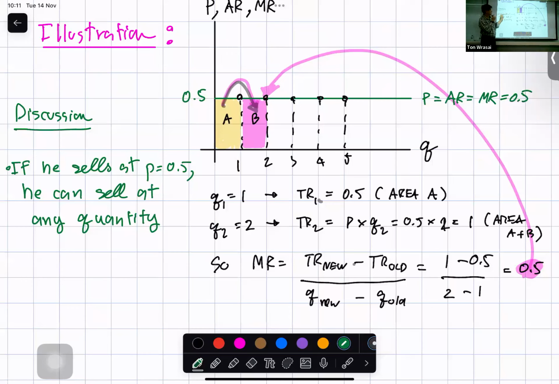This is what is said from the picture. At P equal to 0.5, he can sell at any quantity.